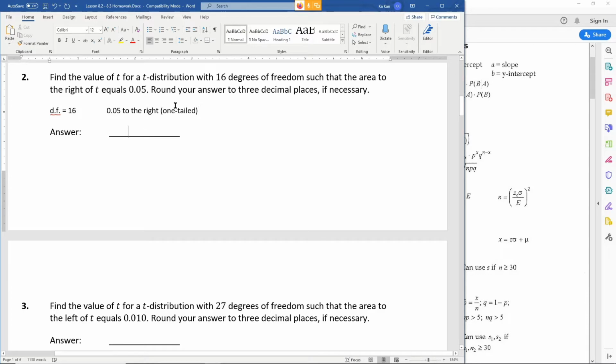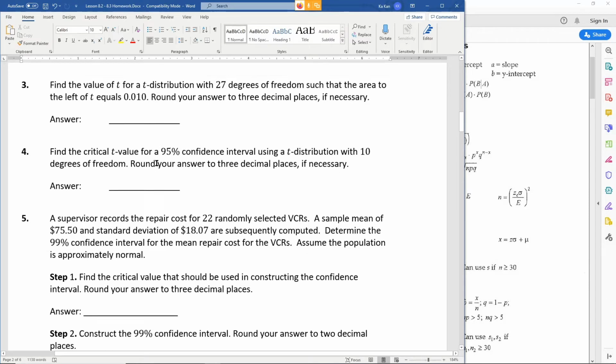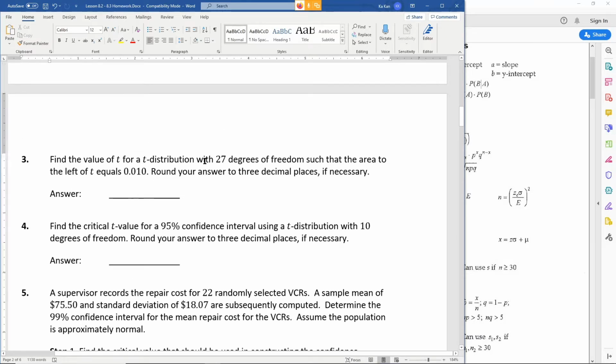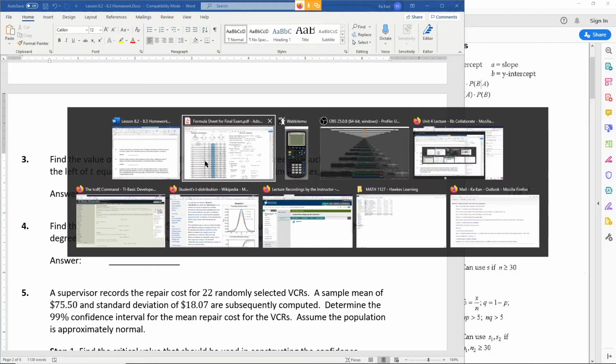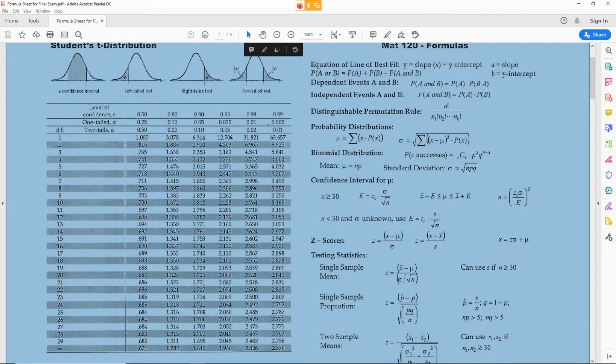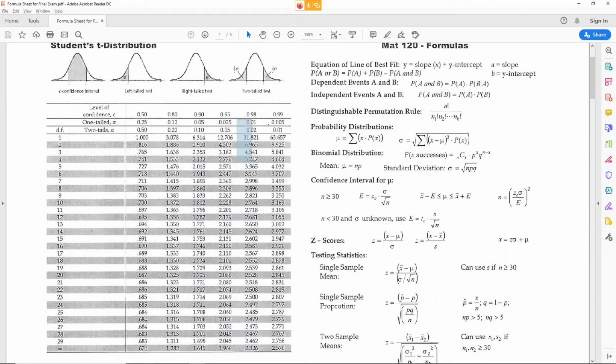1.746. That is what we call the critical value. And you can go down here. It's the same thing. 27. This is 0.01, one tail. So 0.01 will be right here, this column right here. And you want 27 degrees of freedom. 27 is right here. So that'll be 2.473.